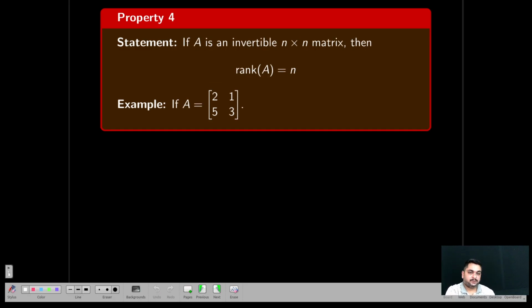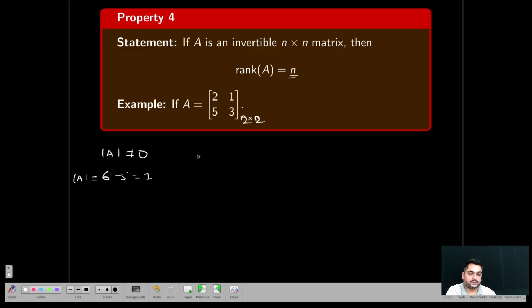Next. If A is an invertible n cross n matrix, then rank of A is equal to n. So how will you find it is invertible, non-singular? Determinant of A not equal to 0. So the determinant of this is 6 minus 5 equal to 1. So it is not equal to 0. Hence it is invertible. Now the order of the matrix is n, so it's an n cross n matrix, or 2 cross 2. So the rank will be 2. That's what they are saying.